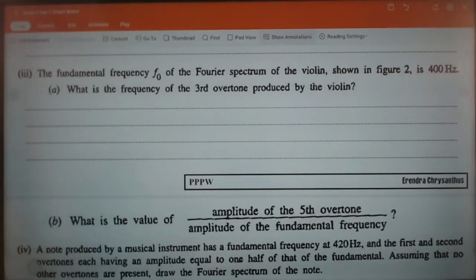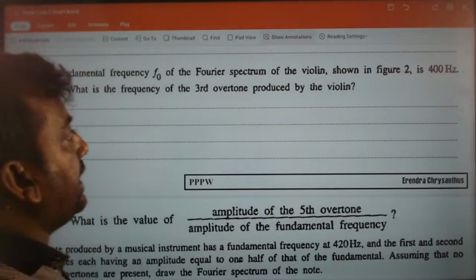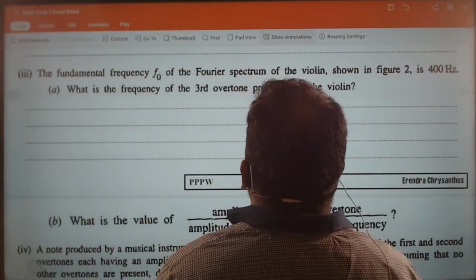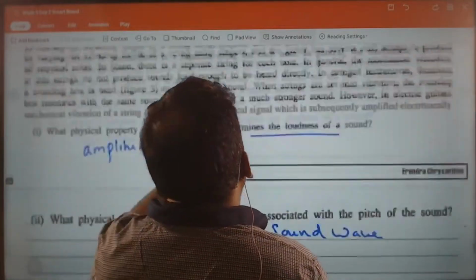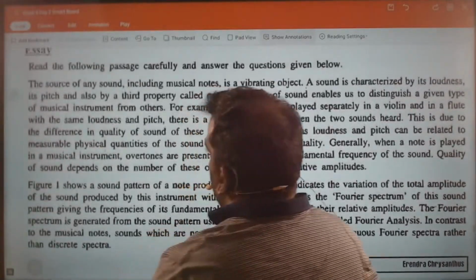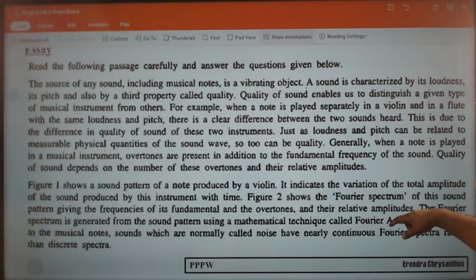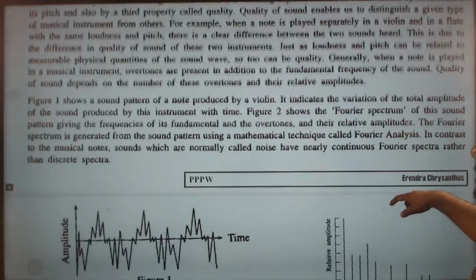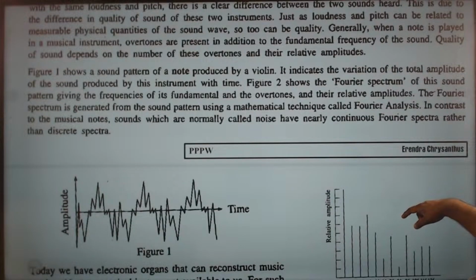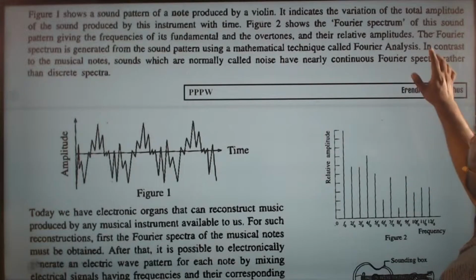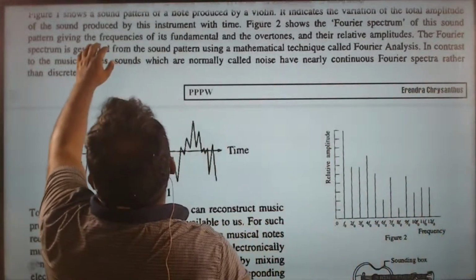The fundamental frequency F0 of the Fourier spectrum of a violin, shown in figure 2, is 400 Hz. What is the frequency of the third overtone produced by the violin? Go back and read this. Figure 1 shows a sound pattern of a violin. It indicates the variation of total amplitude of sound produced. Figure 2 shows the Fourier spectrum of the sound and the given frequencies of its fundamental and overtones and their relative amplitudes. The Fourier spectrum is generated from the sound pattern using a mathematical technique called Fourier analysis.